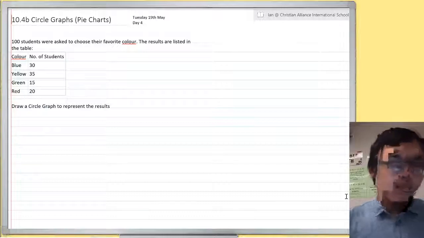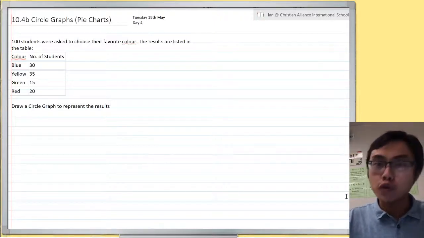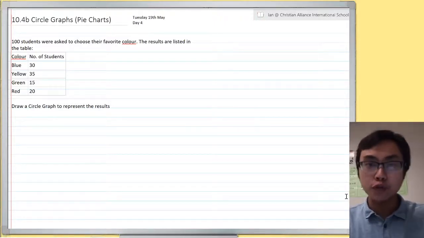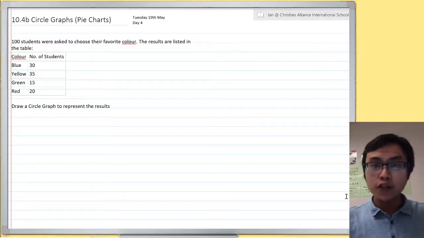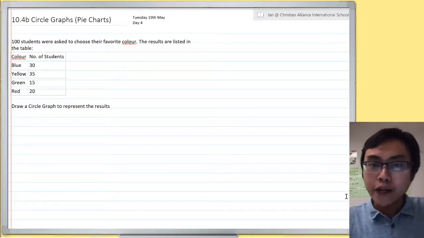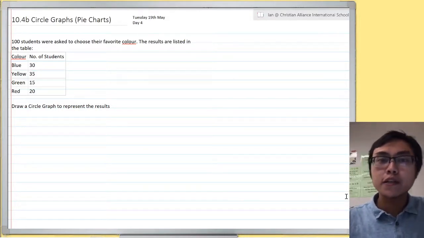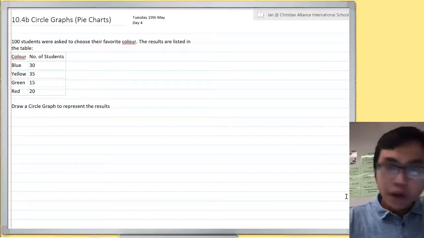This lesson, we're going to continue with chapter 10.4, but this time it's only about circle graphs. So I will be teaching you how to draw a circle graph. I will take out pen and paper later to show you how to draw it, not on my tablet, because I know it's not accurate to show you on my tablet. It's not very easy to follow along. So I will be showing you with pen and paper, pencil and paper.